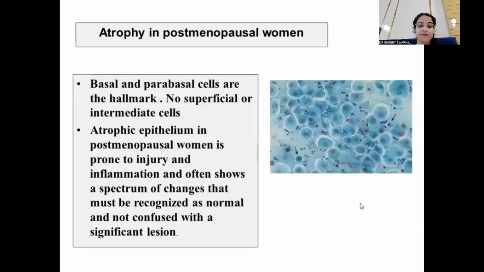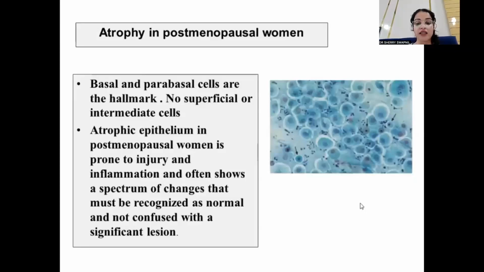Next slide, please. Atrophy is a very important smear, because in an atrophic smear what we generally see are the parabasal and basal cells. We do not get to see any superficial or intermediate cells, although it depends on the stage of atrophy. Generally in atrophic smears, that is in post-menopausal women, we see parabasal and basal cells, and as we have discussed, their size is high and their NC ratio is high, followed by inflammation.